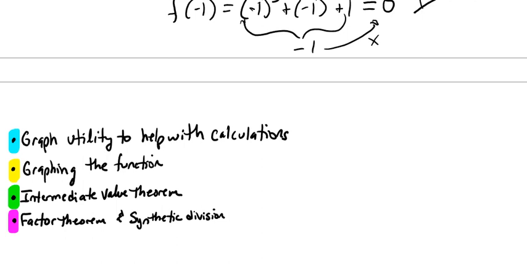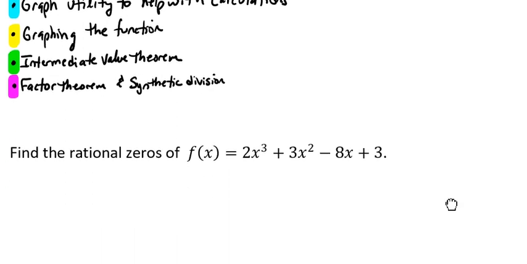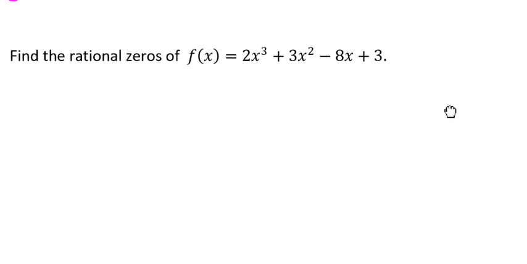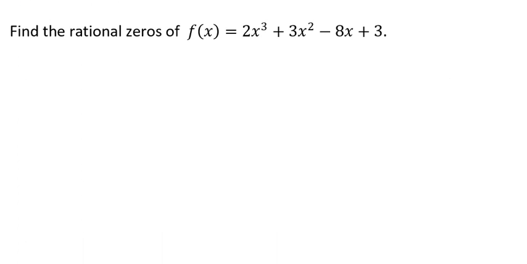So let's go ahead and do another one that's a little bit more complicated. All right, so here we're going to find the rational zeros of f of x equals 2x to the third plus 3x squared minus 8x plus 3. So we're going to go ahead and we'll split this apart. So 2 and 1 are our factors here, and 3 and 1 are our factors here.